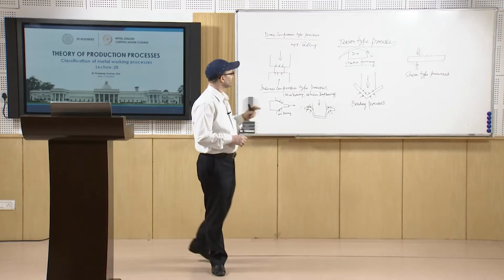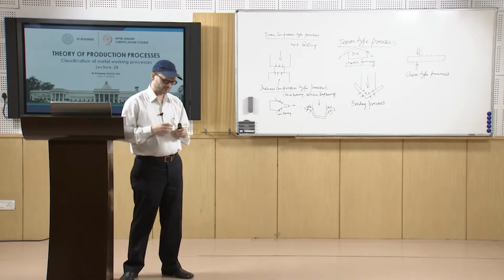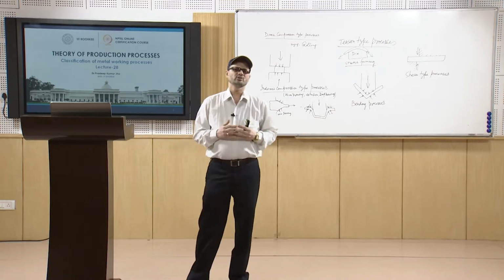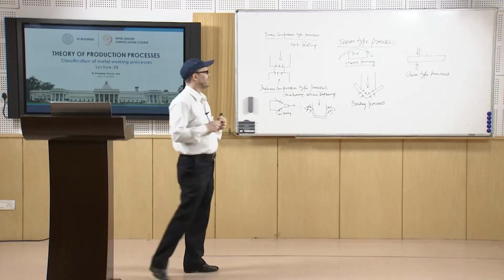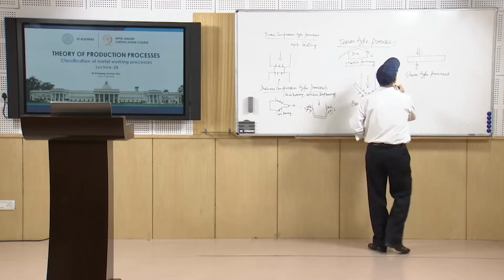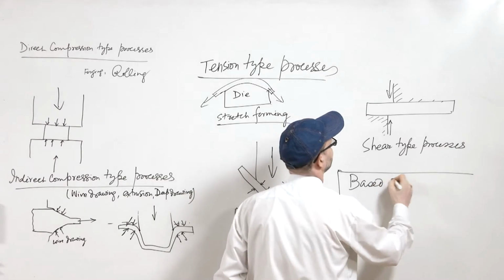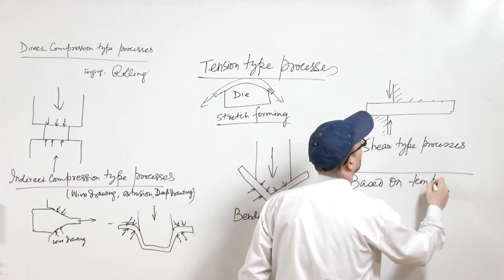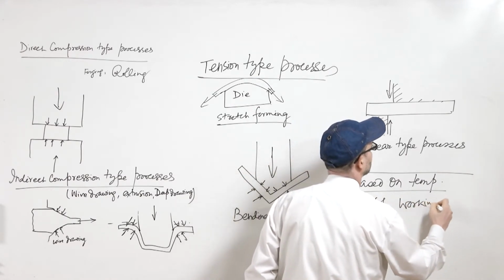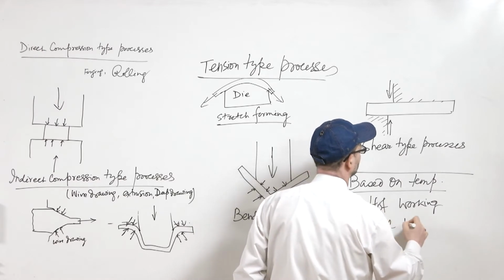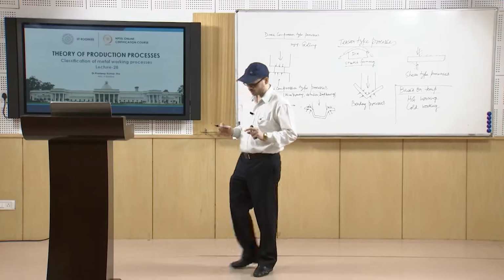Now, another classification which is done for the metalworking processes, as we discussed, is based on the temperature. So, based on temperature, we normally categorize them as either hot working or cold working. Now, there is a basic difference between these two.